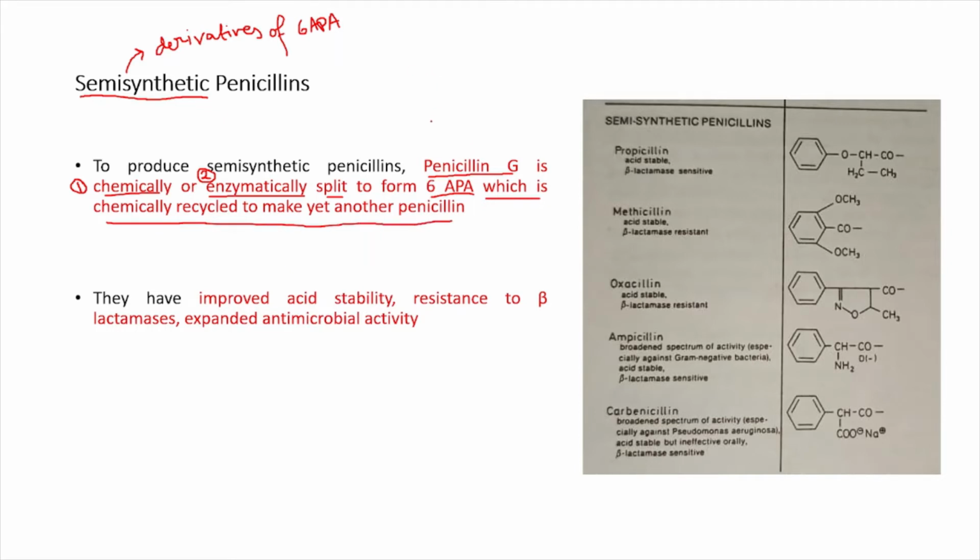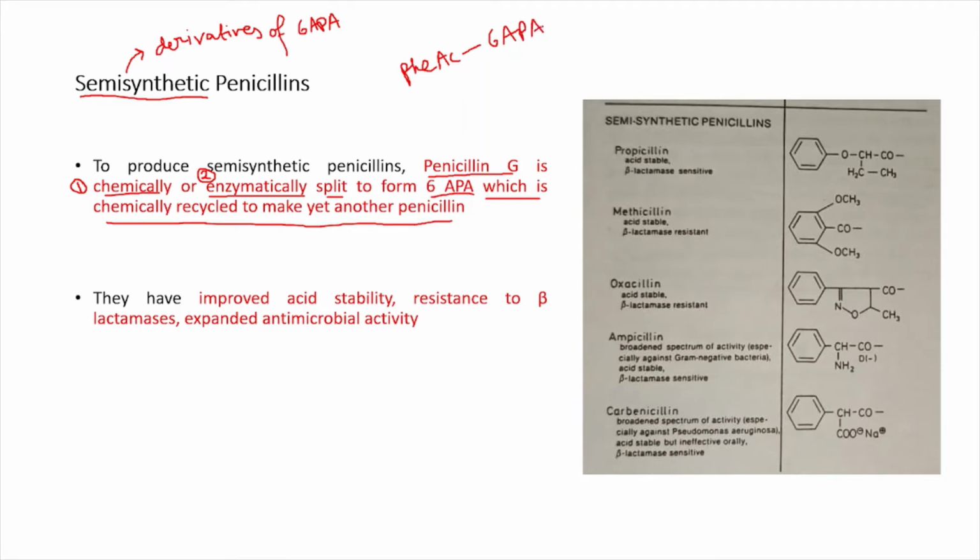So what happens in penicillin G? Penicillin G is actually made of what? Phenylacetic acid. Suppose this is the phenylacetic acid, and along with that you have 6-APA, because 6-APA is the most fundamental component in the structure of all penicillins.